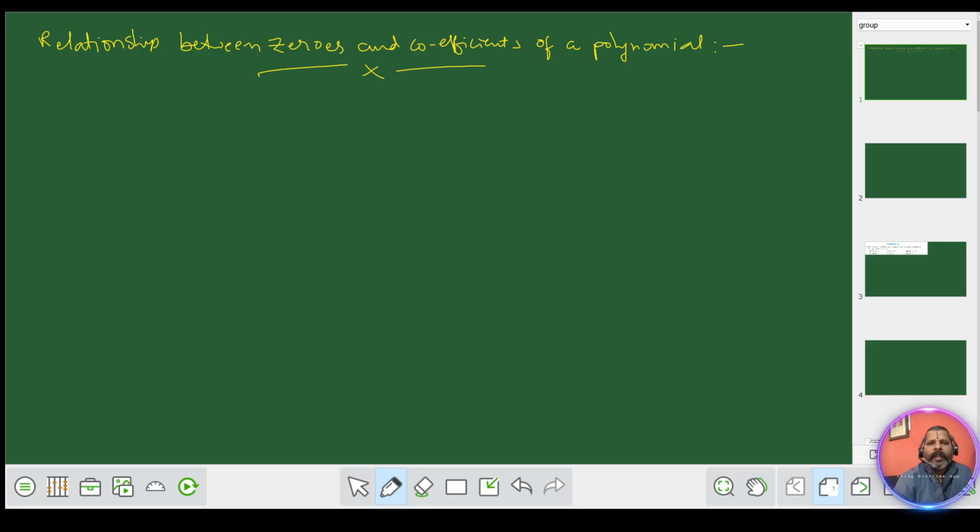Hello students, in this class we will see the relationship between the zeros and the coefficients of a polynomial. This is a sure question in the examination which will be asked for 3 marks.